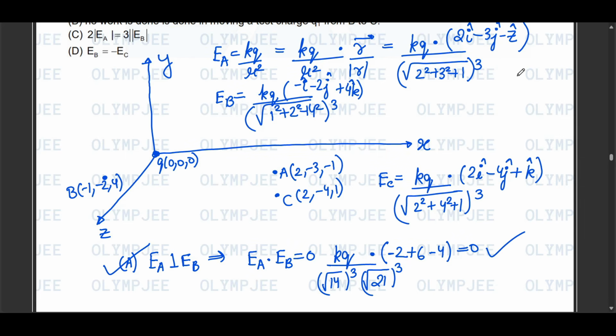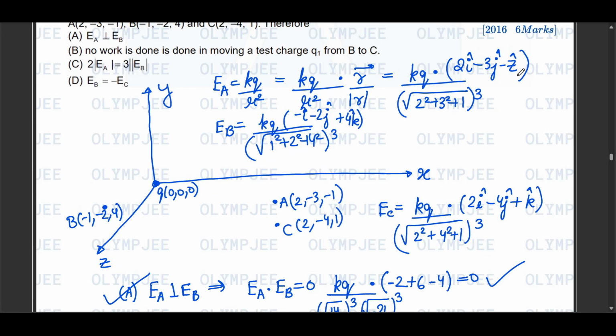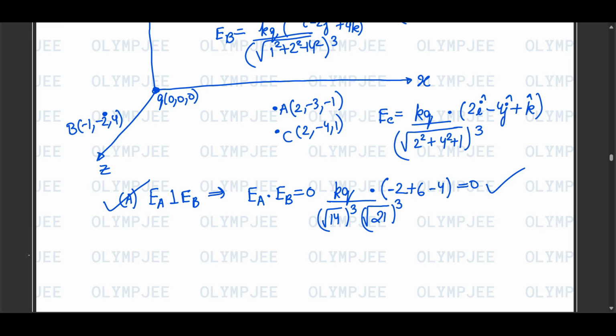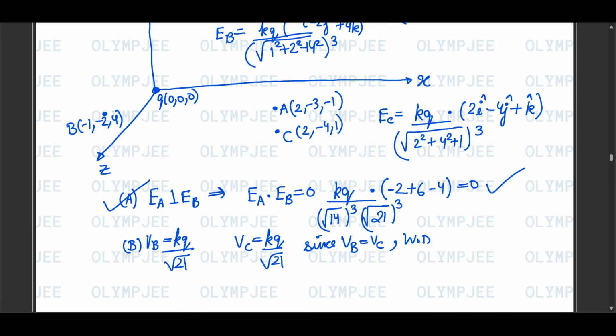Now option B says that no work is done in moving a test charge Q1 from B to C. So for this we need to find out the potentials. So the potential at B can be given as KQ by root 21. We found out R to be 21, and potential at C is also KQ by root 21. So since the potentials are same, work done will be 0. So B is also correct.